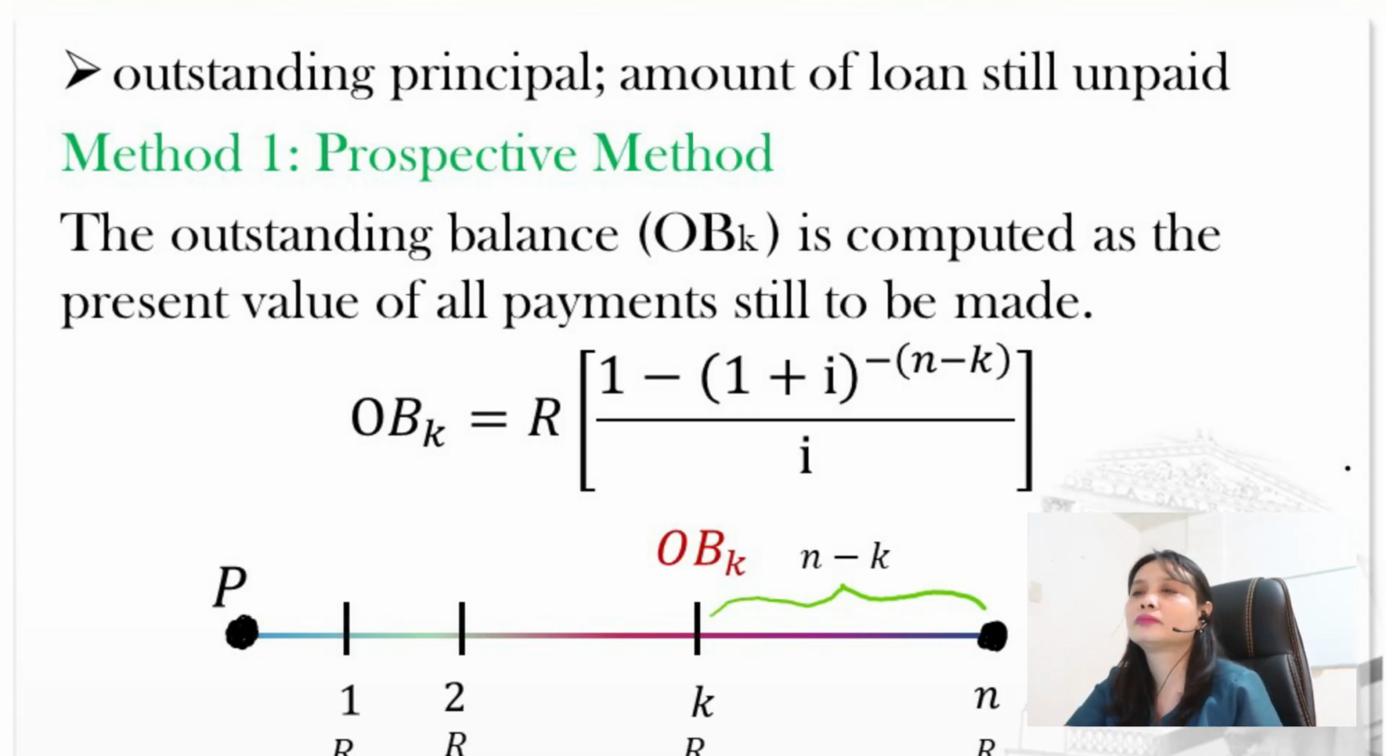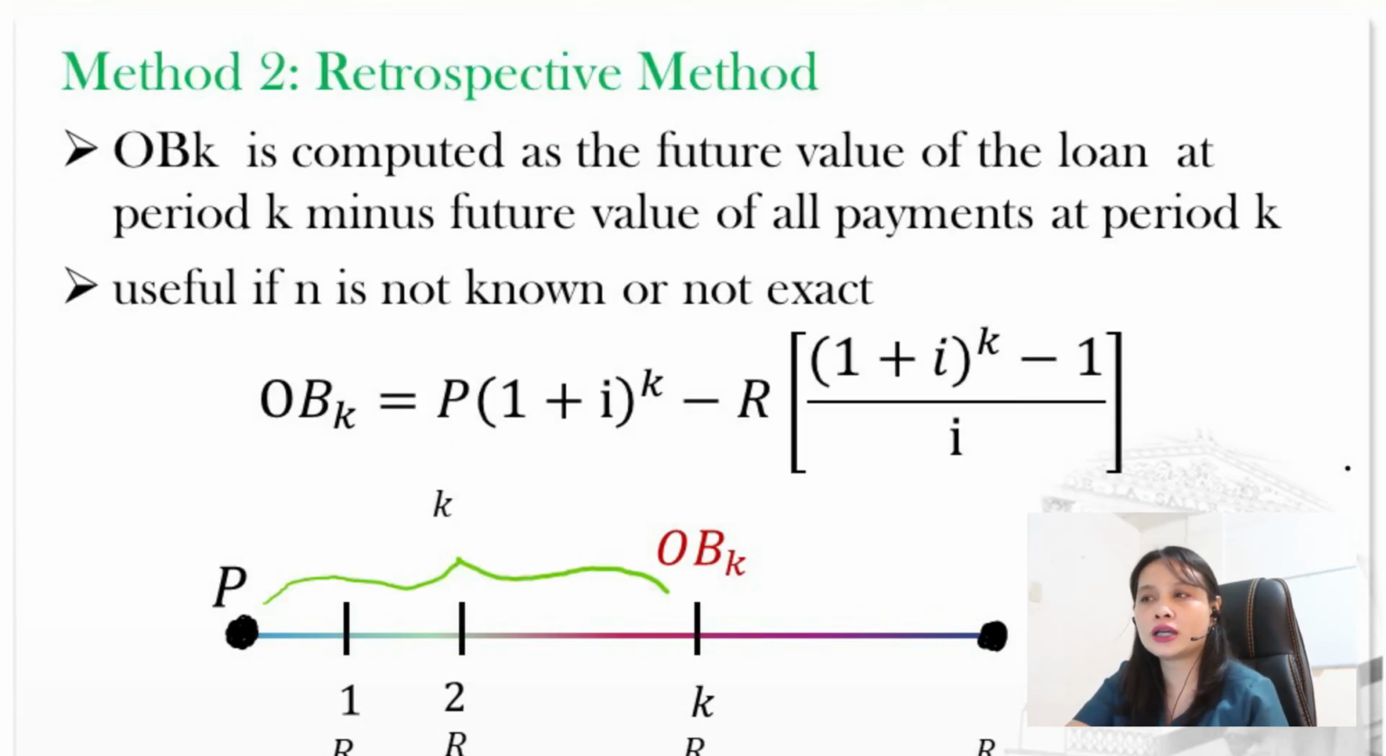Okay. So outstanding balance is computed as the future value of the loan at the period K minus the future value of all payments at the period K. So useful if N is not known or not exact.